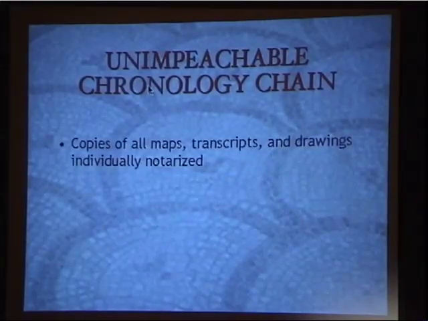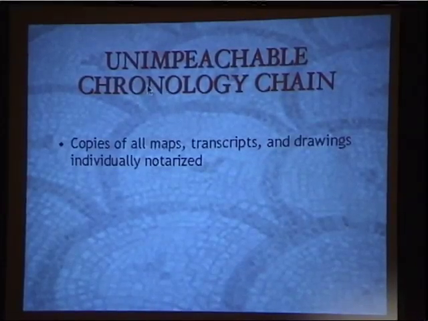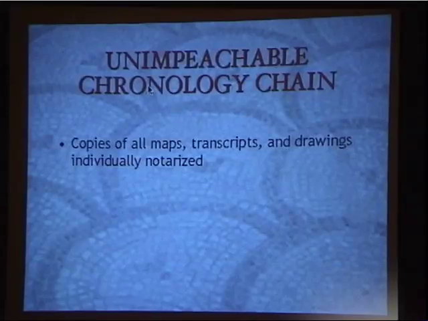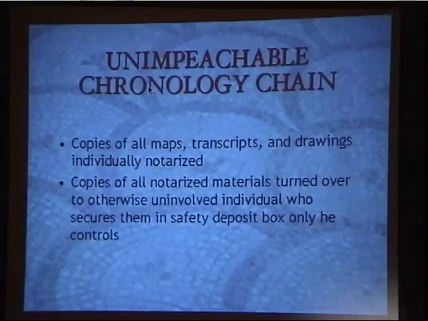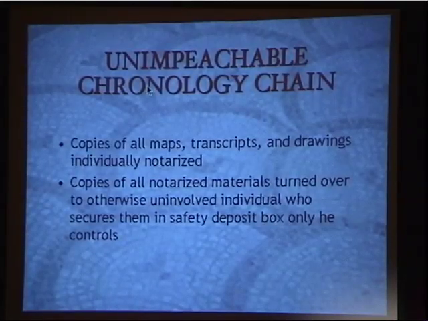We try to build an unimpeachable chronology so that copies of all the maps, the transcripts, and the drawings are individually notarized. You'll see some examples of that in a minute. The copies of all the notarized material are turned over to an otherwise uninvolved individual who secures them in a safety deposit box only he controls. This work was all controlled by a man named Richard Gunther out in Los Angeles, who put it in a safety deposit box, and he held the key, and we kept it there for about 15 or 20 years.